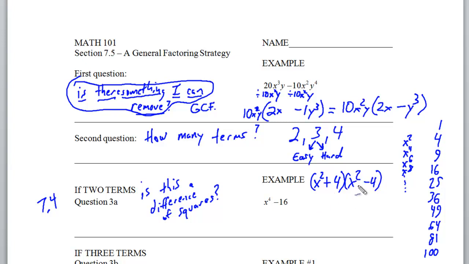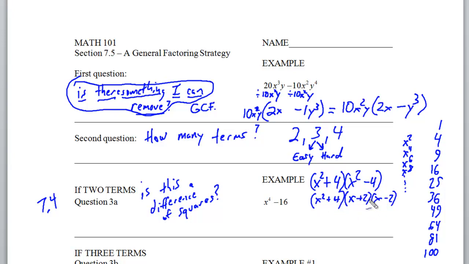Now, a lot of you will get to this step and feel it's pretty easy and then check the back of the book and notice you're wrong. Well, what happened here is that this x squared minus 4 is really another difference of squares. So this can be broken into x plus 2, x minus 2, and the first term, x squared plus 4, comes down again. So there you have it.